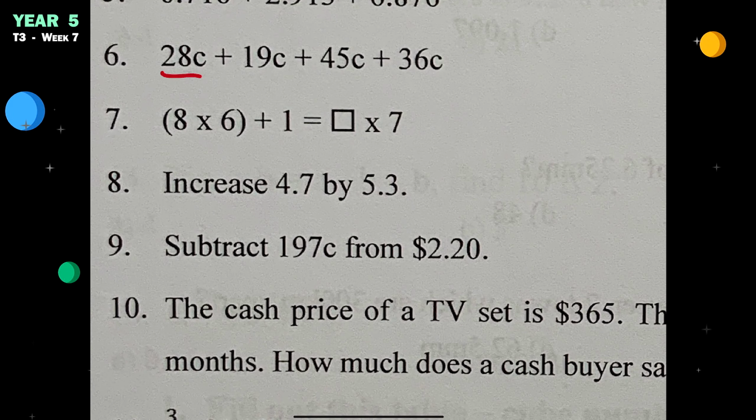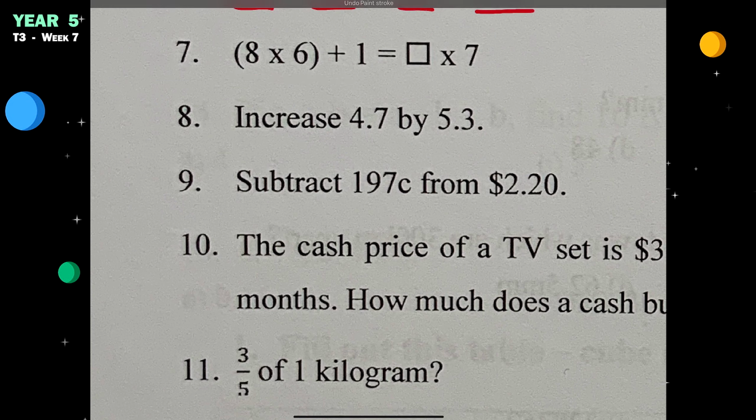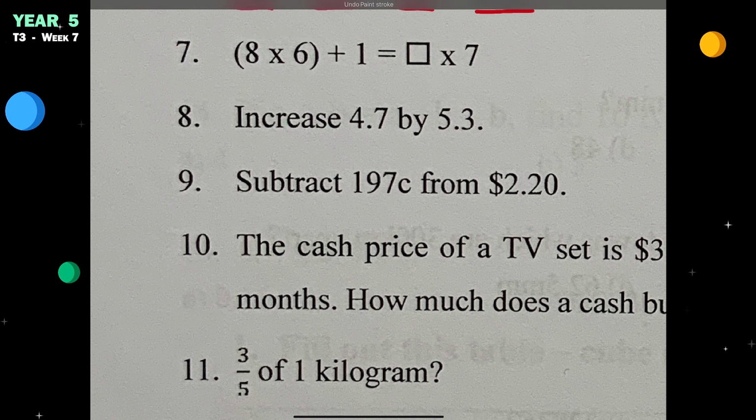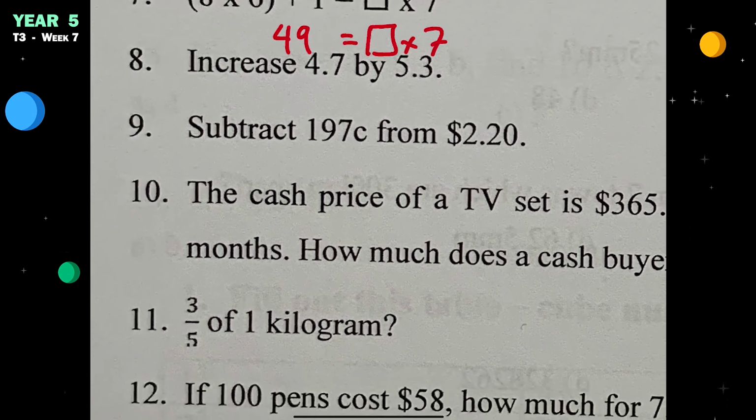Next one, just add up all the cents and tell me how many cents you got. Easy. Question 7, we're going to do some BODMAS. So this side is equal to this side. First we're going to work out this side here. Okay, so we do BODMAS. 6 times 8 is 48, plus 1 is 49. So this side becomes 49 is equal to something times 7. 7 times what is 49? And you can figure that out yourself.